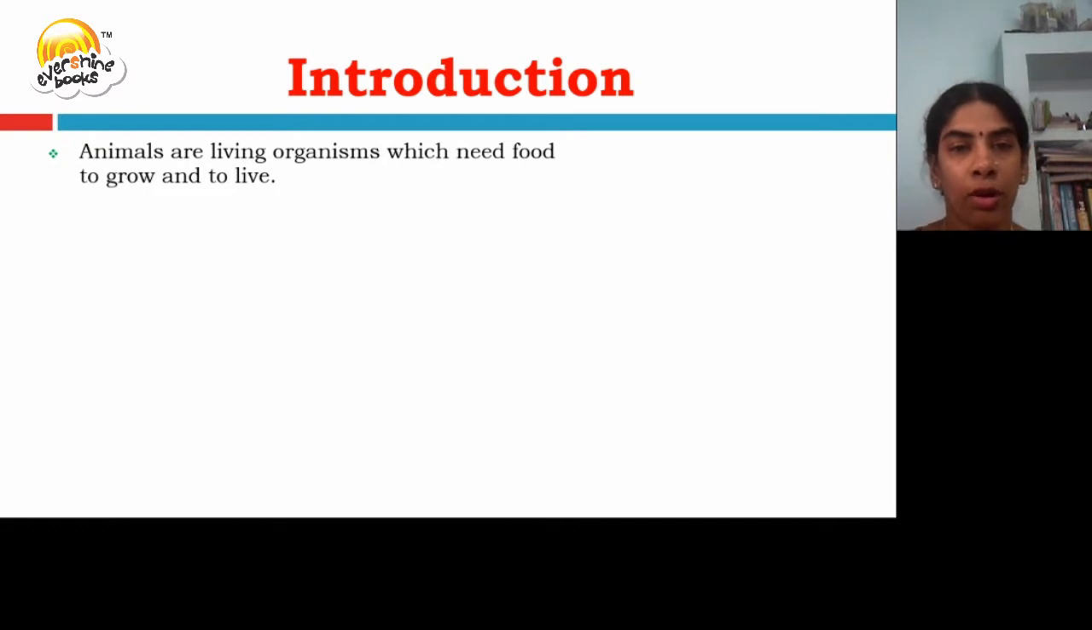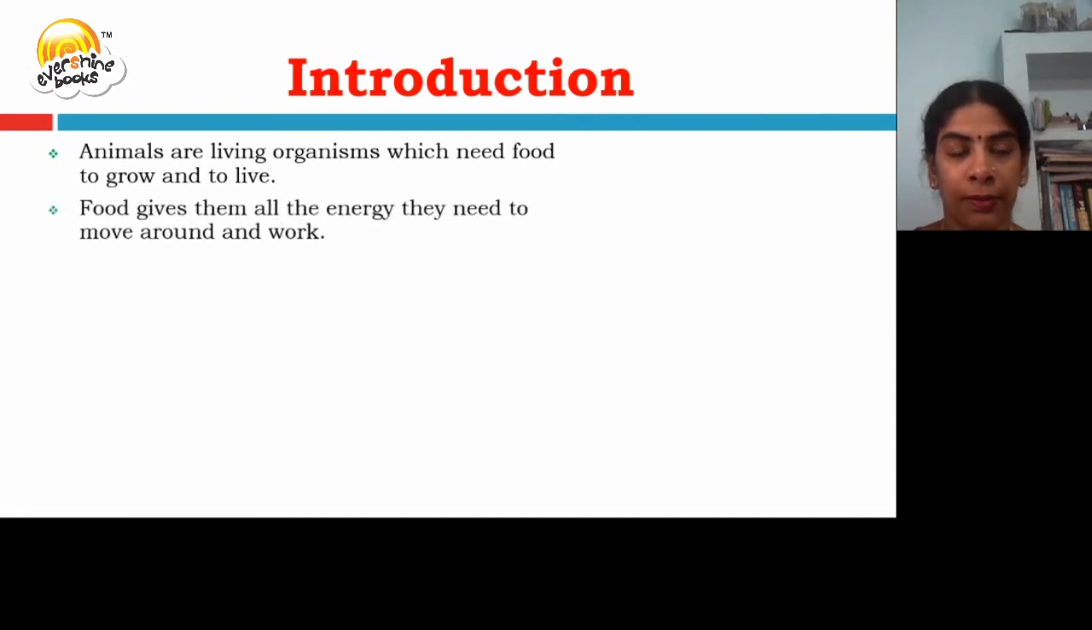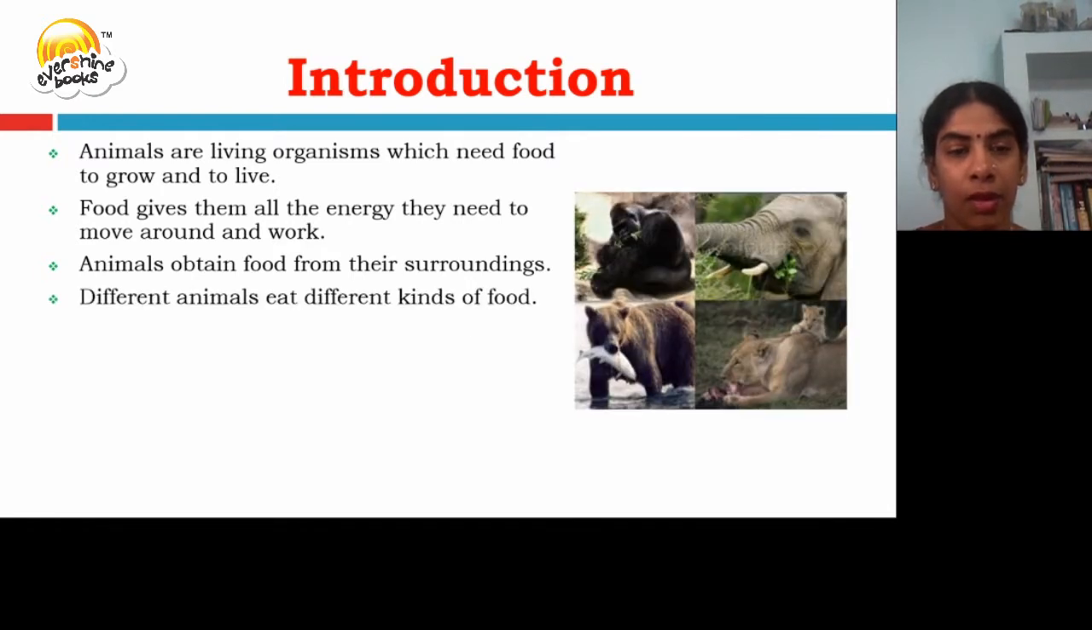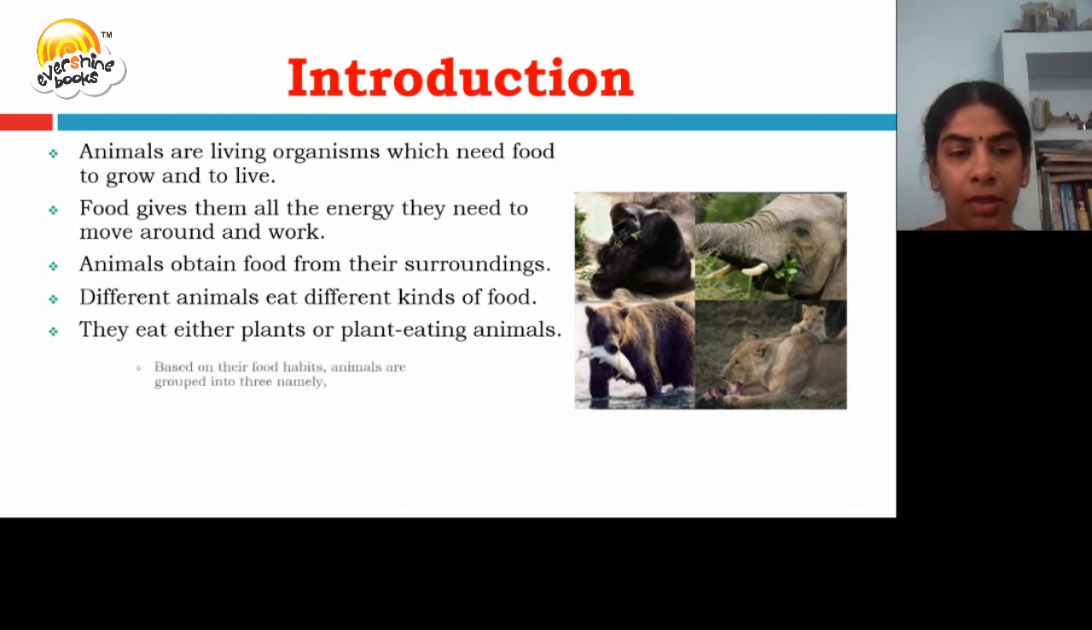All animals are living organisms. They need food to grow and live. Food gives them all the energy needed to move around and work. Animals obtain food from their surroundings. Different animals eat different kinds of food. They eat either plants or plant eating animals.